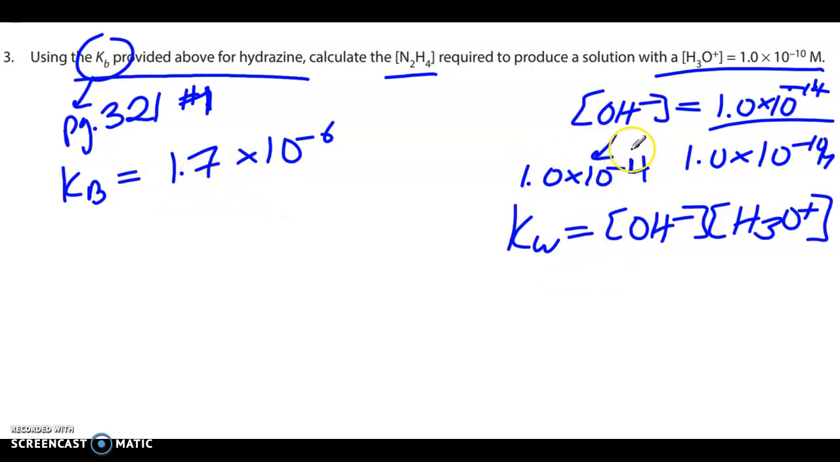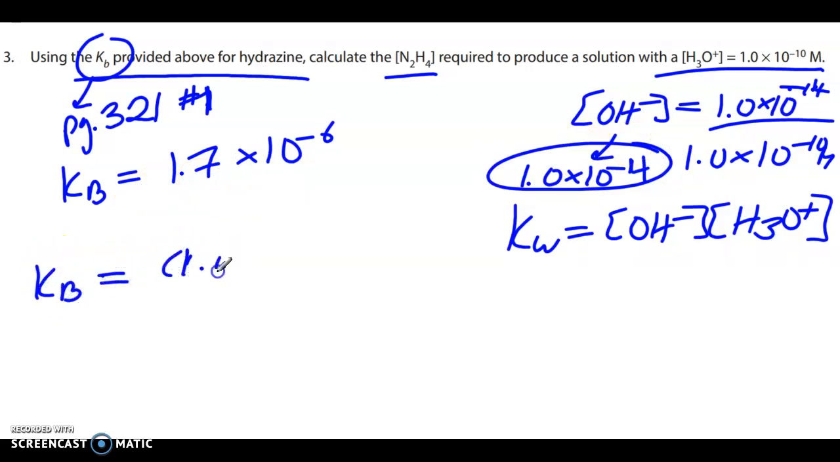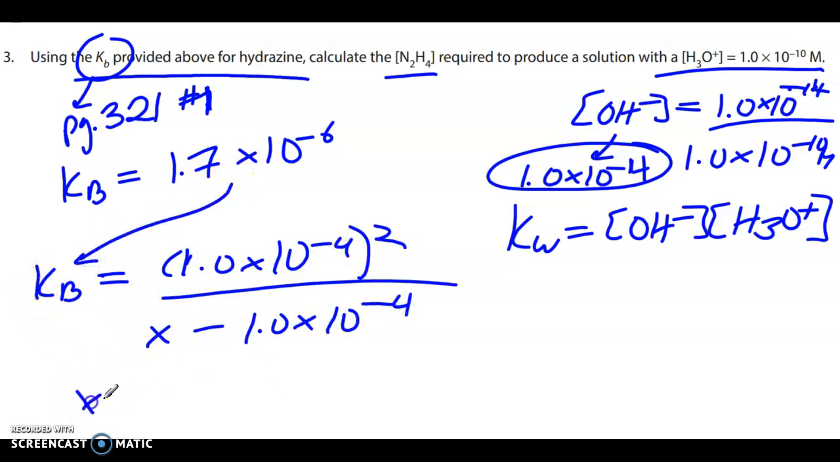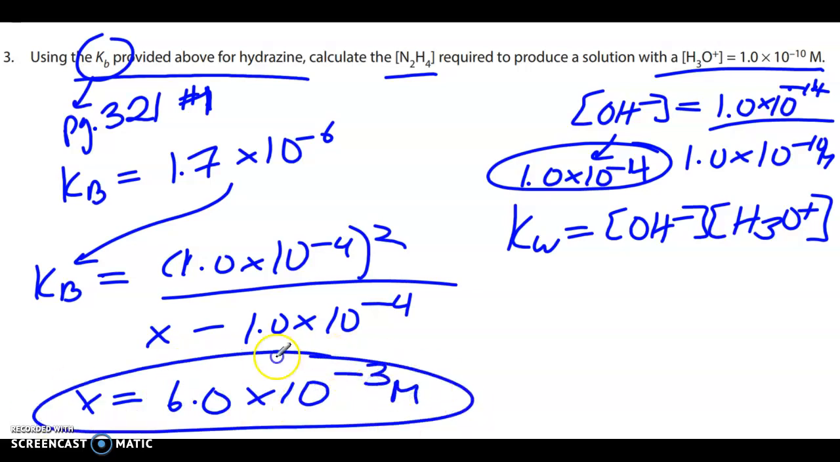So we have Kb, we have the hydroxide, and now this is going to end up being our usual setup, hydroxide squared over x minus that, and then our Kb value is there. So x ends up being, and we need this to 2 sig figs, actually 6.0 times 10 to the negative 3 moles per liter.